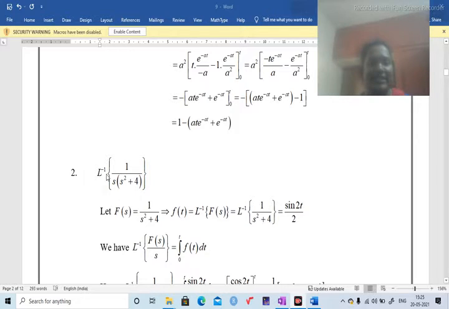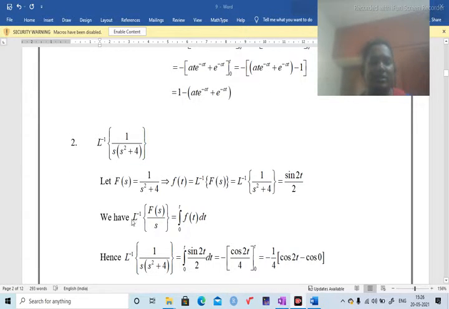Next one, L inverse of 1 by s times (s squared plus 4). F(s) equals 1 by s squared plus 4. f(t) equals L inverse of F(s), that is L inverse of 1 by s squared plus 4. This is equal to sin 2t by 2. Now, this is the formula L inverse of F(s)/s equals the integral from 0 to t of f(t) dt. This F(s) divided by s means the given function only. That's why L inverse of 1 by s times (s squared plus 4).